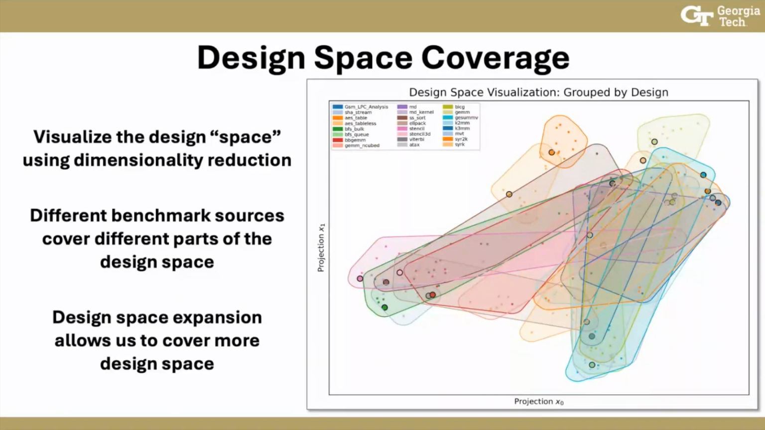And so this is the same example, but broken down by individual kernel, right? So this shows the effect of design space expansion much more. So for example, in the top, in the middle, there's this orange kernel, and you can see here that the base point versus the polygon created by all the design space expanded points allows it to cover more design space.